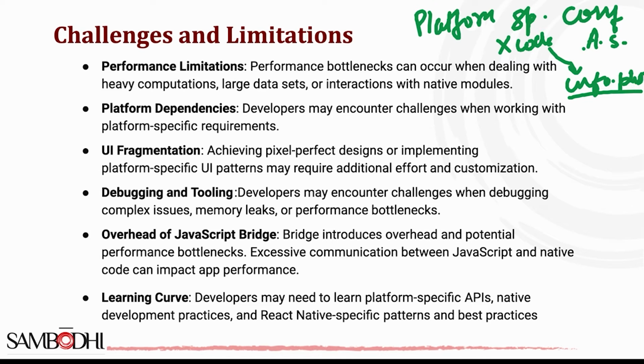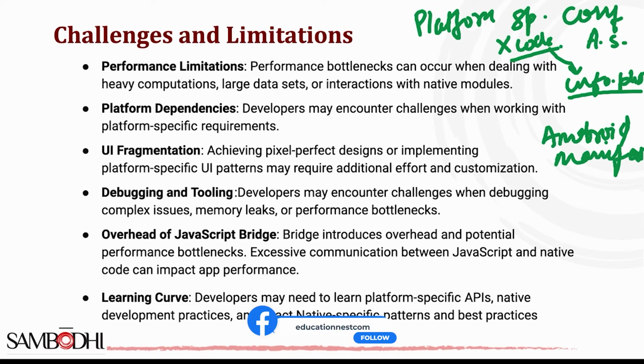And for Android, there is a file known as Android manifest. We specify all the Android project things into that file for Android project. Then there is platform specific tooling. We already talked that Xcode and Android Studio is there. And to debug also, we might need some specific tooling for iOS and Android.